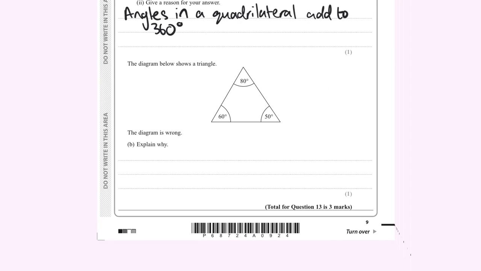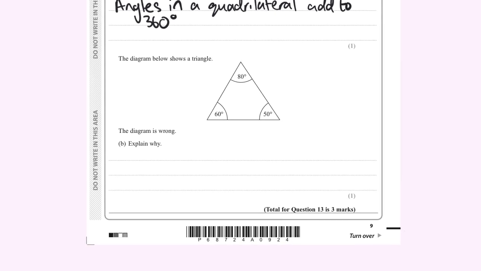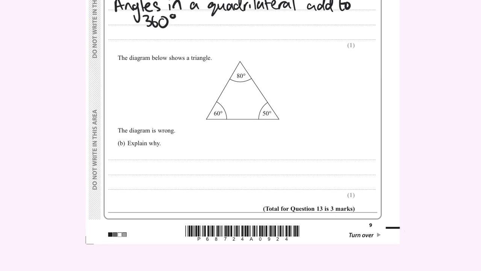Diagram below shows a triangle. Diagram's wrong, explain why. Well, my first instinct is to add up all the angles and see what we get. So if we add 60 plus 50 plus 80, I bet you it will not add up to 180, which it should. 60 plus 50 plus 80 is 190.